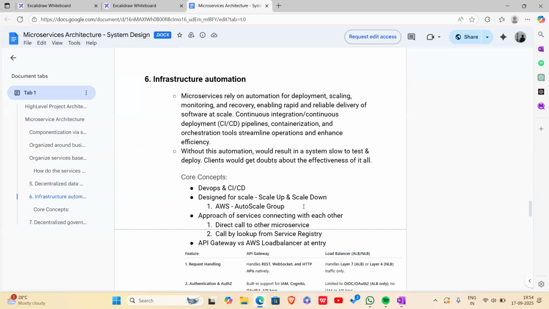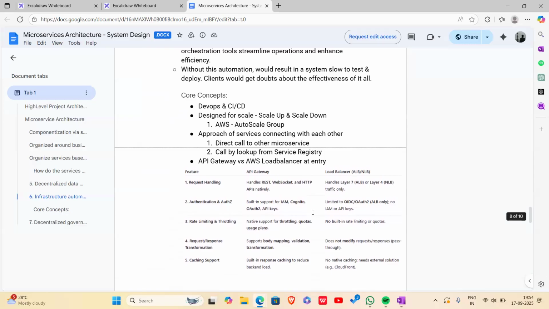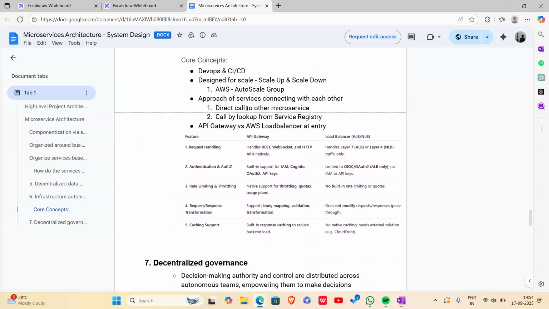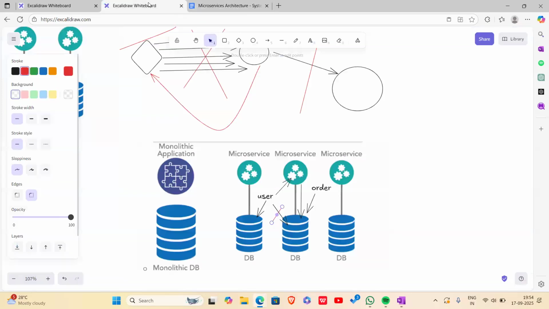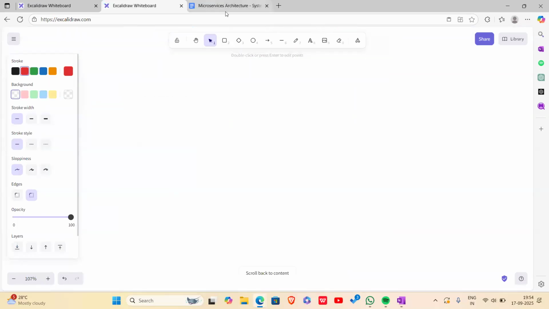Without this automation, the system would become slow to test and deploy. Clients would also doubt our effectiveness. As I already mentioned, DevOps will be doing the continuous integration and deployment. Design for scale up and scale down. Scale up and scale down is nothing but increasing if the load increases, as I already mentioned.